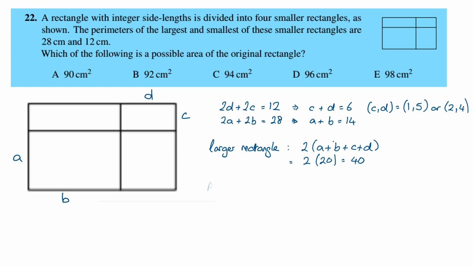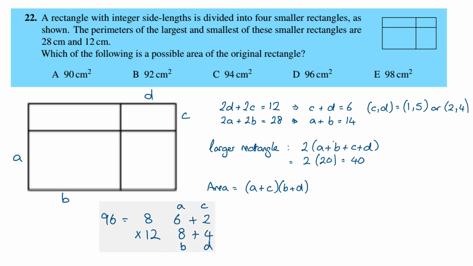So what I've done is I've set up the area, which is A plus C times B plus D. And then really I've thought about the number 96 is 8 times 12. And I can think of an AC and a BD, which gets me to those numbers. Because if I have A is 6 and C is 2 and B is 8 and D is 4, that satisfies all the requirements I've got above of 6 and 14. And so therefore that means if I multiply these numbers together, I do indeed get 96.